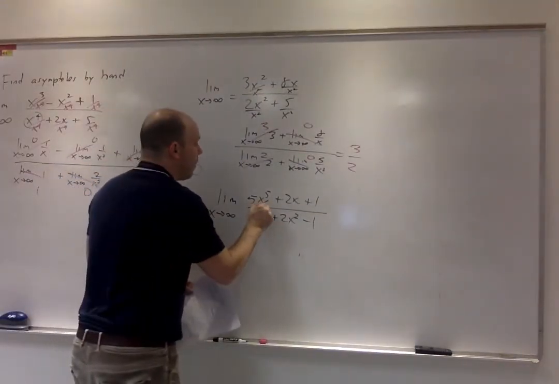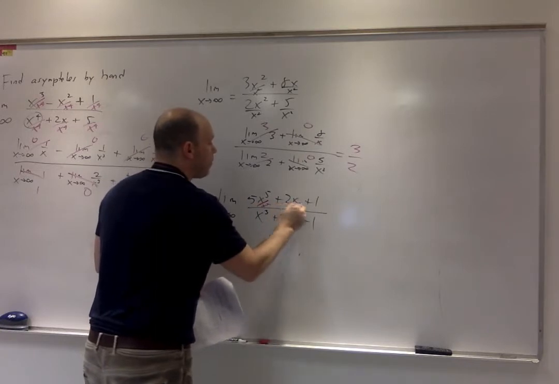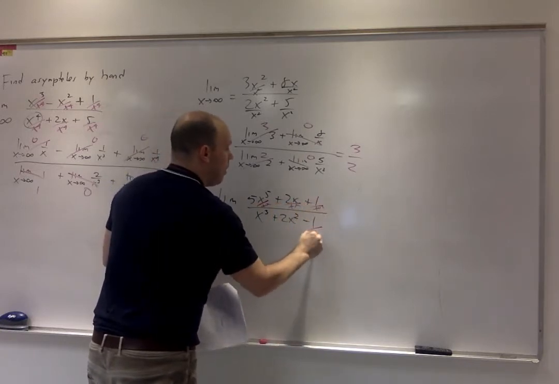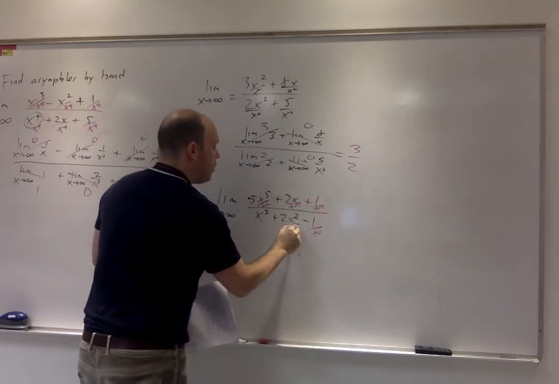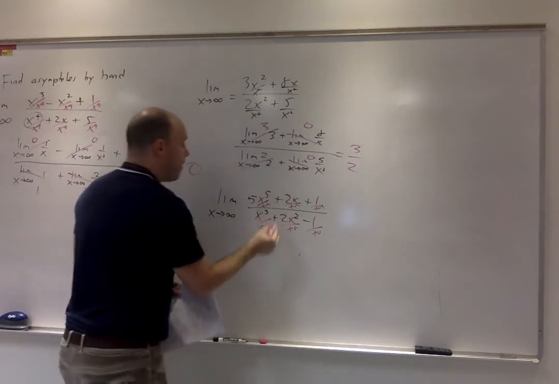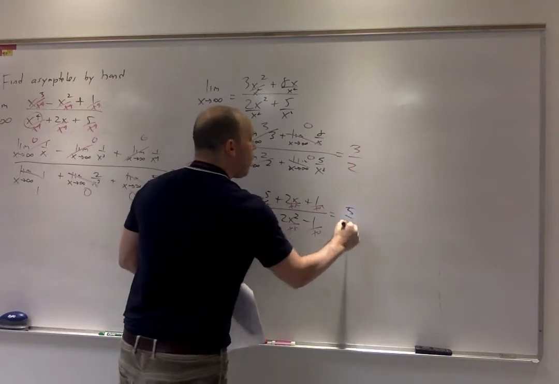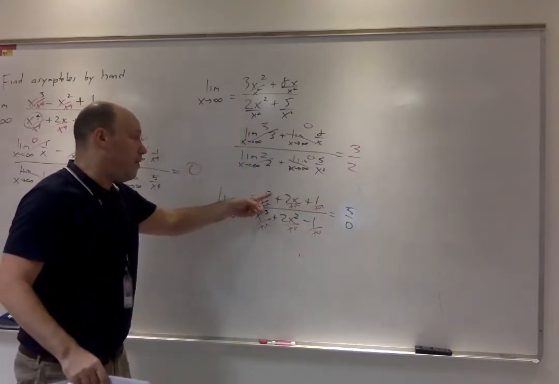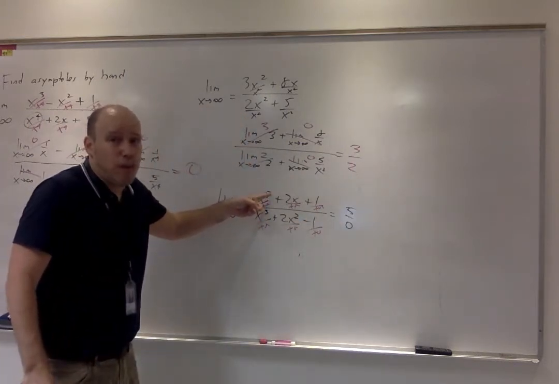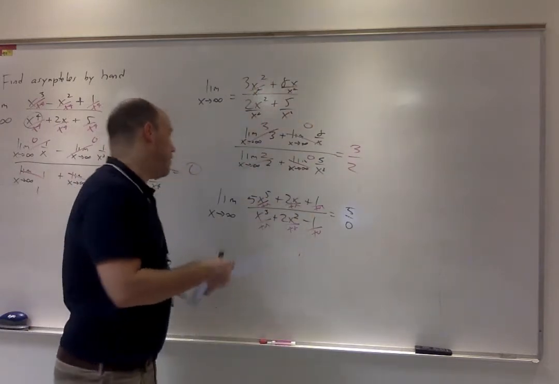Fine, let's just divide everything by x to the 5th. x to the 5th, x to the 5th. This ends up being like 5 over 0. Well, that makes sense because the greatest exponent was in the numerator. This is going off to infinity. It does not exist.